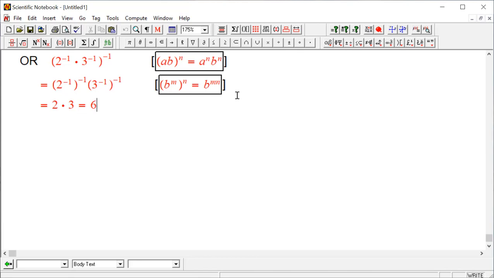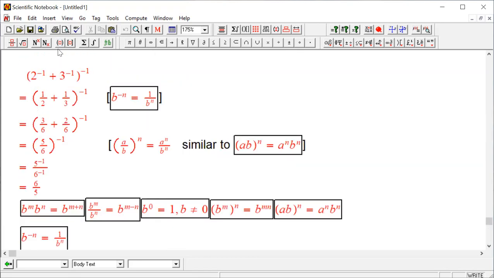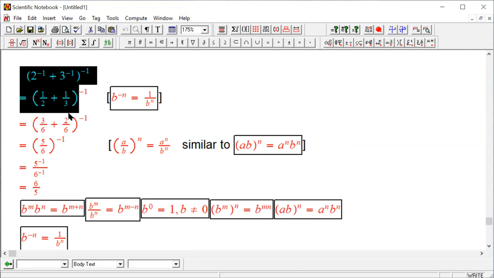Okay, if it's a multiplication. In the first case, we cannot, so what we can apply from these properties is very limited. So we have to do it from inside out, following the order of operations.